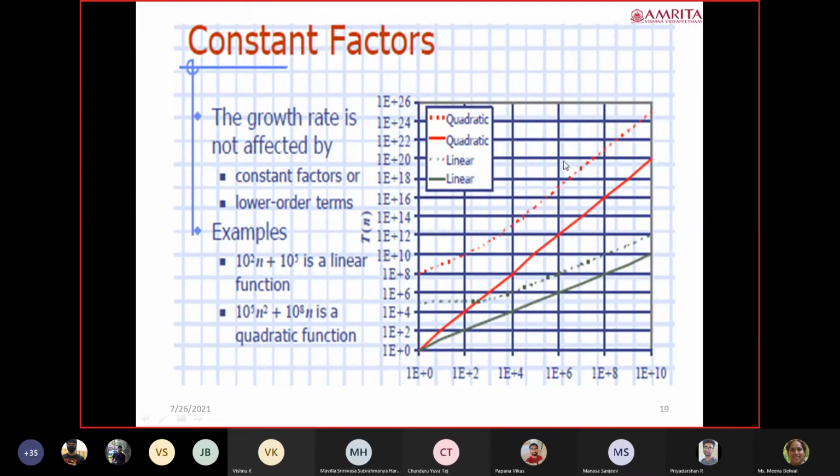Now what I try to do is draw this one exactly, 10 to the power 5 n square plus 10 to the power 8 n. When I draw it, what is our observation from the dotted line in red and the dotted line in green? What is the observation? Anybody can tell. Clearly you are seeing something, no? Just by seeing the plot.